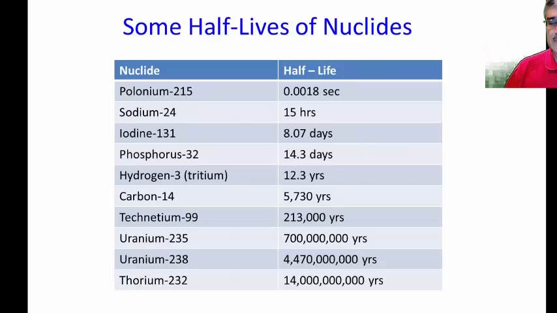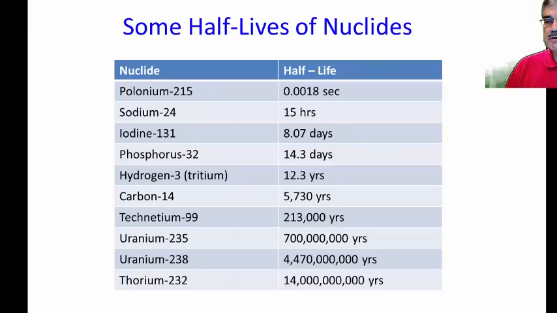Sodium-24, a particular radioactive isotope of sodium, has a half-life of 15 hours, a little over half a day. Iodine-131 has a half-life of 8.07 days, a little over a week. Phosphorus-32, which is used quite often in research, 2 weeks, 14.3 days. And you can tell if you go buy some, you're going to be able to use it for a couple of weeks, and then it's going to decay and go away as a function of time. Tritium, hydrogen-3, 12.3 years. Carbon-14, which we've said before, 5,730 years.